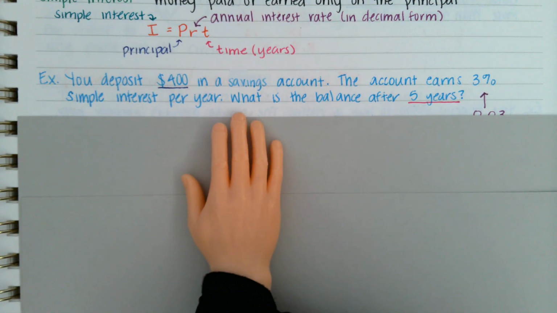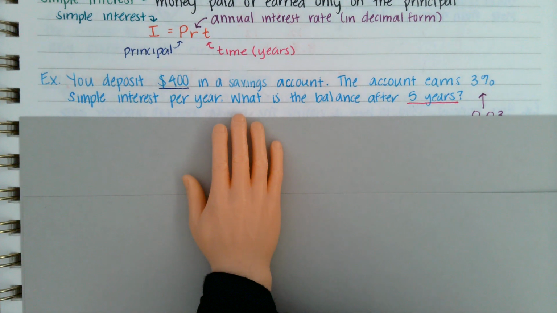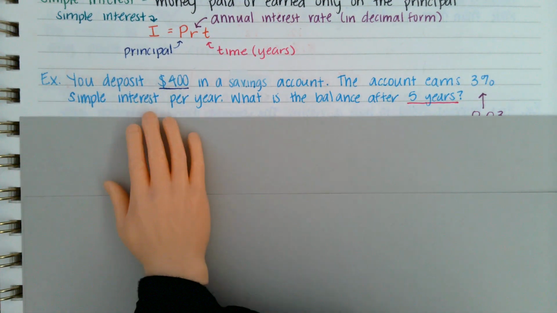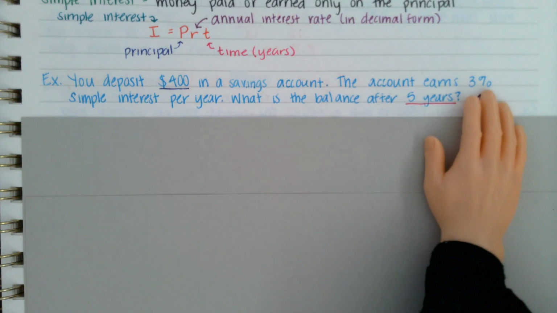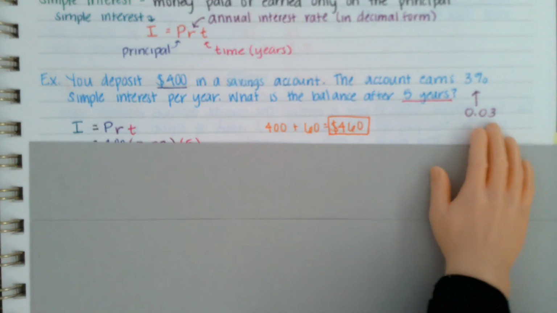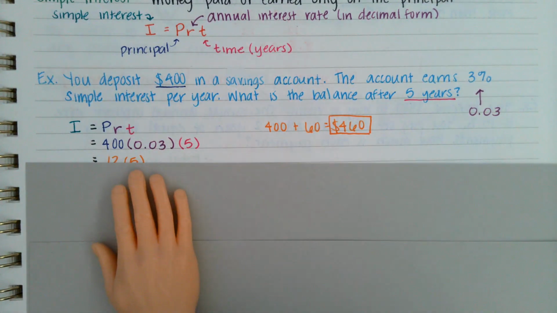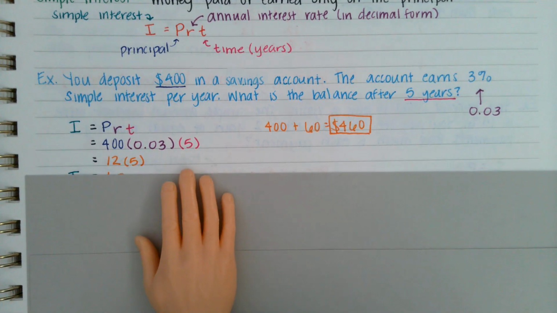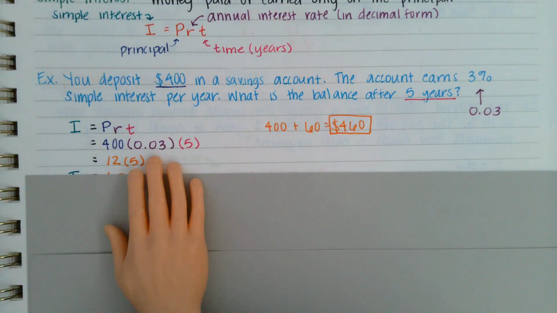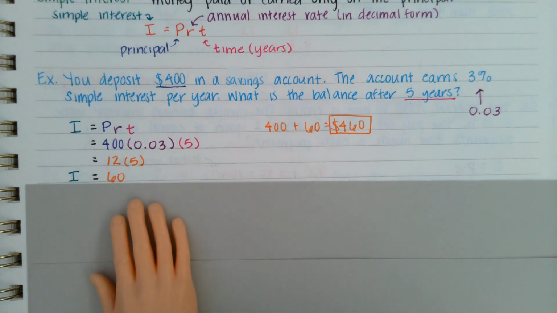If you deposit $400 in a savings account, the account earns 3% simple interest per year. What is the balance after 5 years? So my 3%, that's going to be 0.03, and then plug in each part to my equation. So I get 400 times 0.03 times 5. 400 times 0.03 is 12, and 12 times 5 is 60.